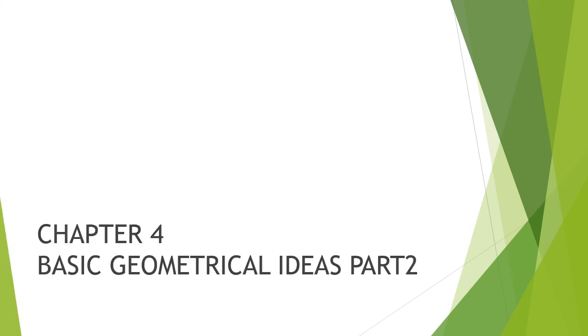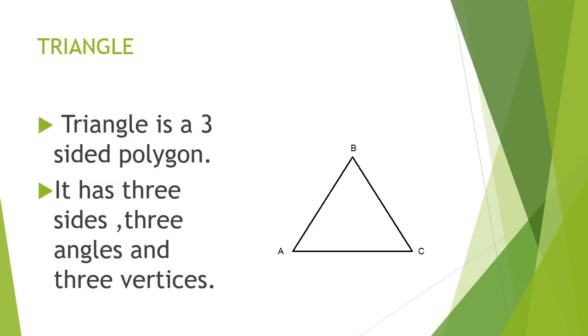Chapter 4 Basic Geometrical Ideas Part 2. Triangle. Triangle is a three-sided polygon. It has three sides, three angles and three vertices.